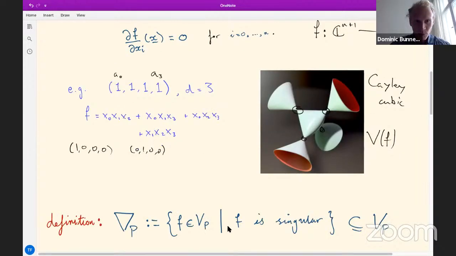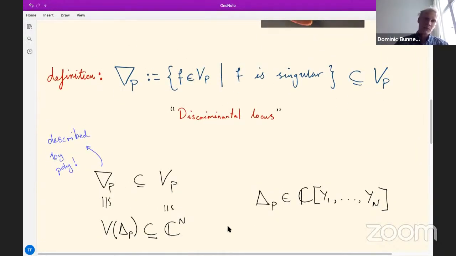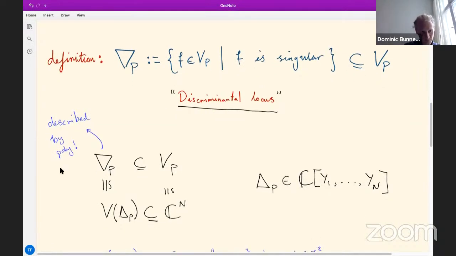Now, we're going to define the discriminantal locus. We look at V_P and collect all of those Fs which are singular. As we said before, this is called the discriminantal locus, and we want to try and understand this discriminantal locus, described by the polytope P.